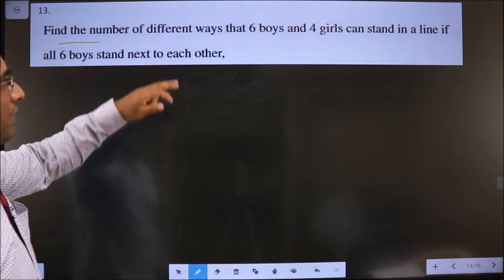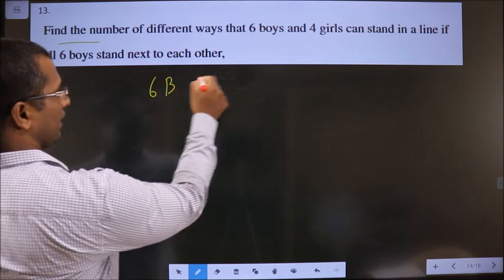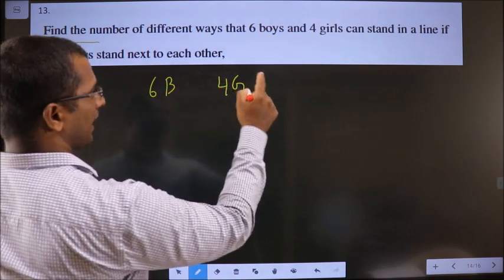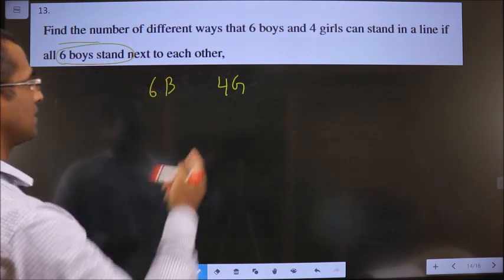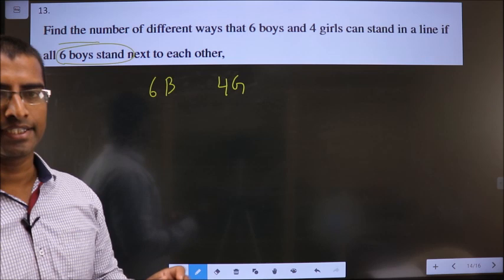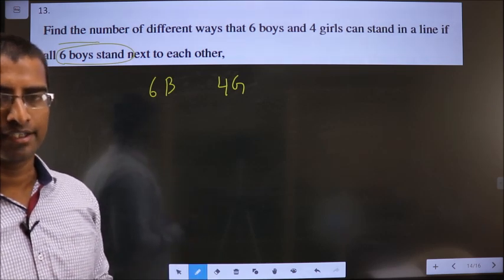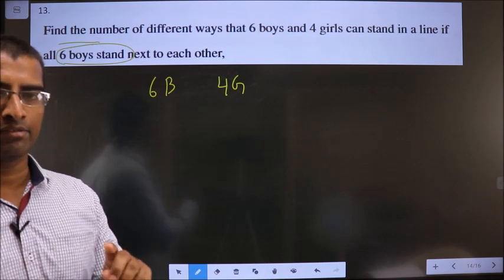Question 13. Find the number of different ways that 6 boys and 4 girls can stand in a line if all 6 boys stand next to each other. 6 boys should stand next to each other means boys should be together. Since the boys should be together, I should consider them to be one unit.